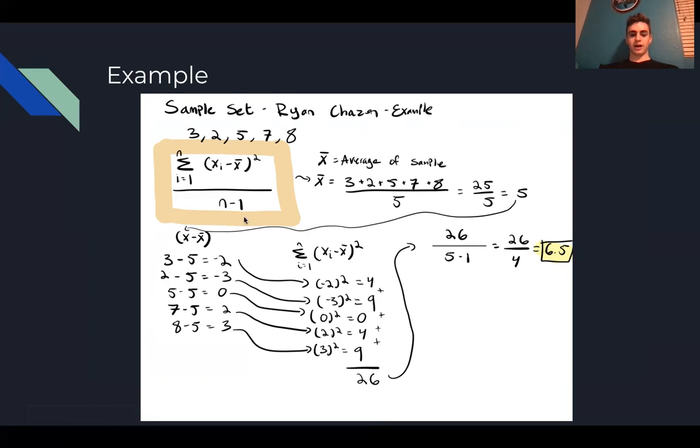And so the final part, I had to do 26, which is this top part of the equation, over n minus 1, so 5 minus 1, which is 26 over 4, or 6.5. Therefore, the answer to this problem of the sample variance of this data set is 6.5.